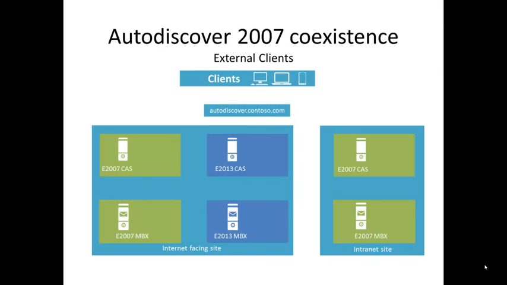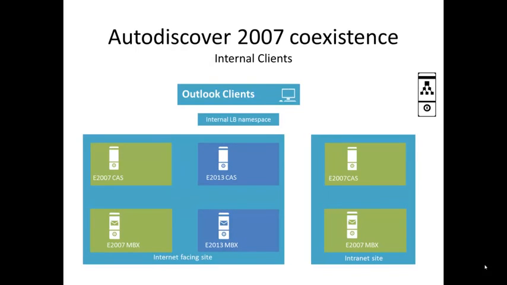Autodiscover for external clients. Right here we have to differentiate between the internal clients and the external clients. The external clients will go to autodiscover.contoso.com, will hit the 2013 client access server, and the mailbox server for 2013 will handle the actual request, even when the mailbox is on Exchange 2007. So this one is relatively easy. And the same of course is true when the mailbox is located in another location.